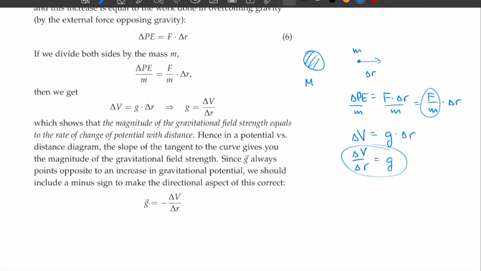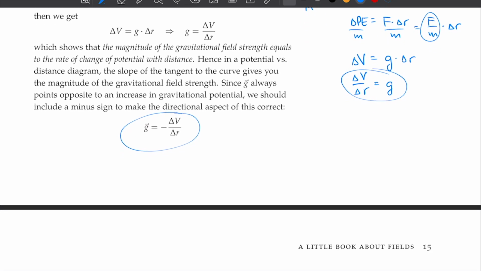If you actually want to include the direction, then you can be a little bit more careful. You can add a negative sign because we know that g always points towards the planet. That is opposite to an increase in gravitational potential. When we move away from the planet, V is increasing, but g is pointing in the opposite direction. That's why we have that negative sign.